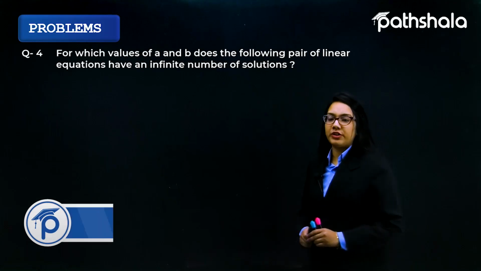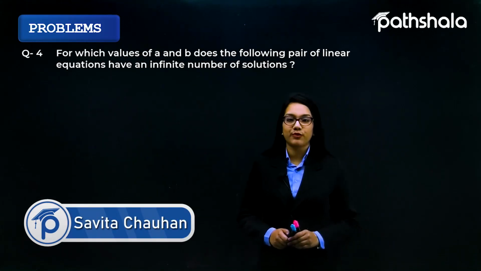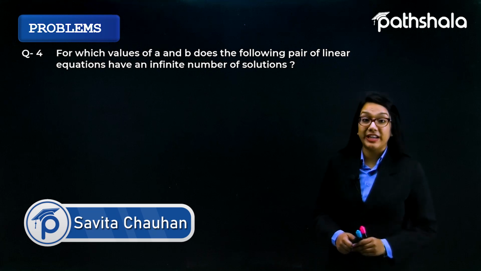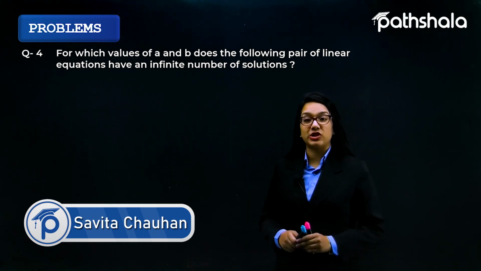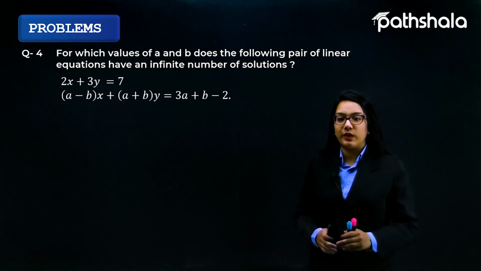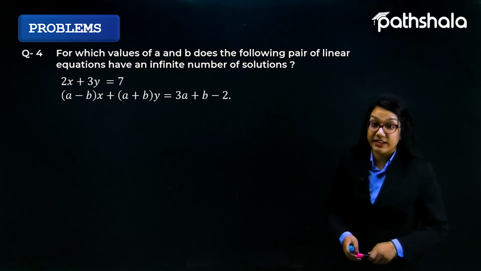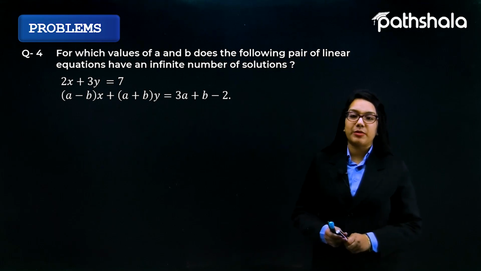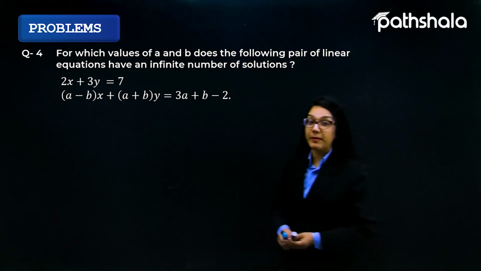Let's just move on further and talk about question number 4, which says: for which values of a and b does the following pair of linear equations have an infinite number of solutions? We have the two equations as 2x + 3y = 7, and (a - b)x + (a + b)y = 3a + b - 2.